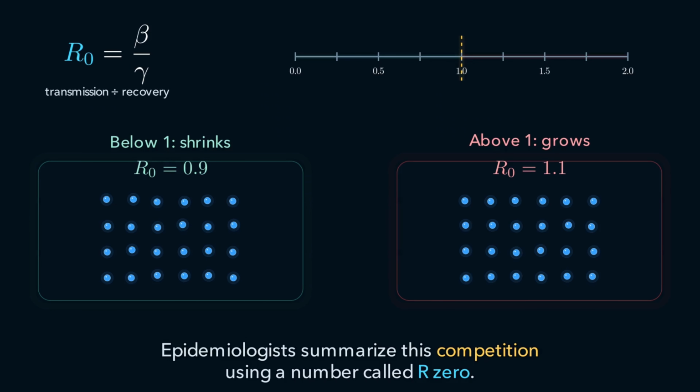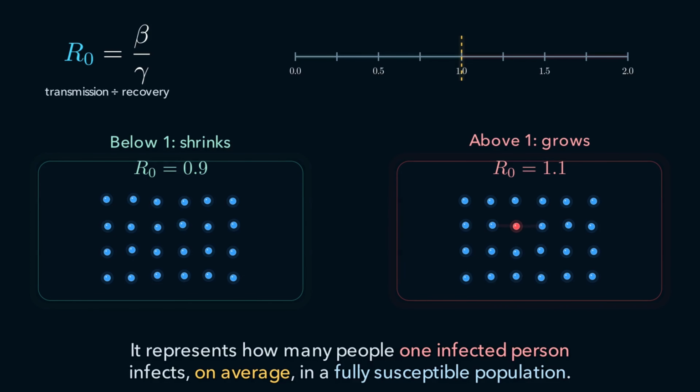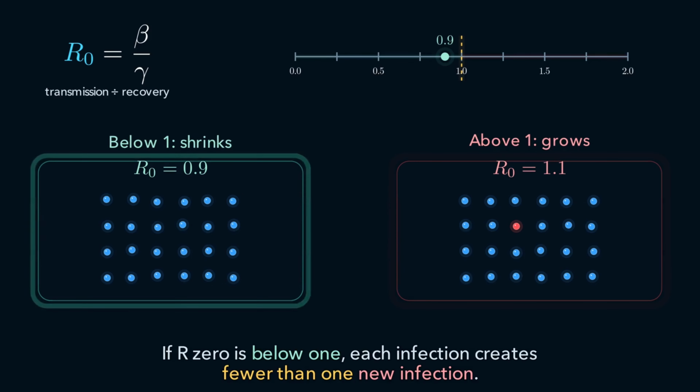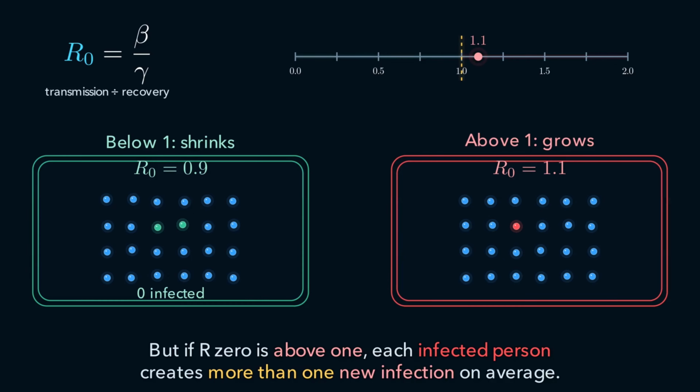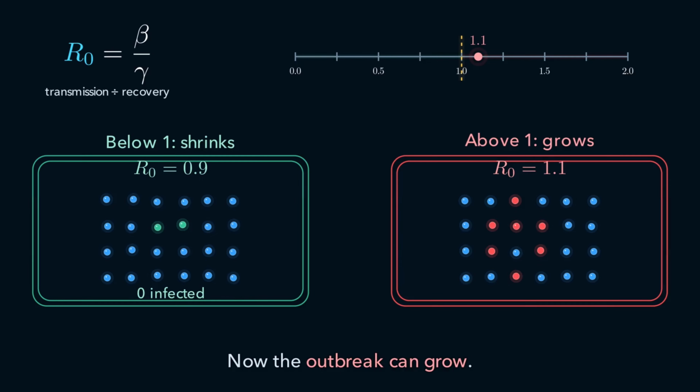Epidemiologists summarize this competition using a number called R0. It represents how many people one infected person infects, on average, in a fully susceptible population. If R0 is below 1, each infection creates fewer than one new infection. The outbreak shrinks. But if R0 is above 1, each infected person creates more than one new infection on average. Now, the outbreak can grow.